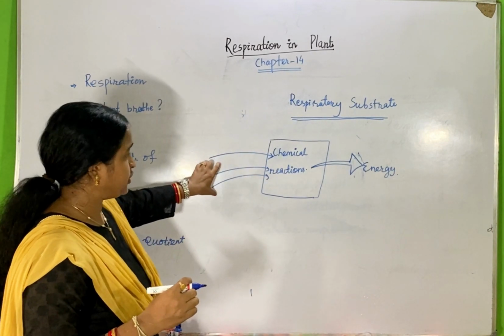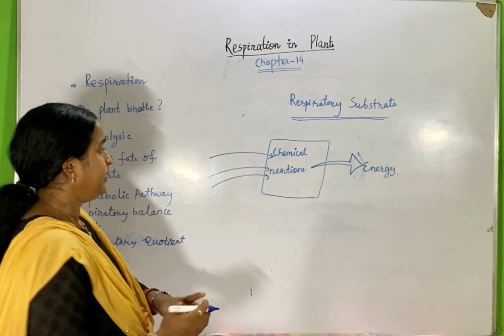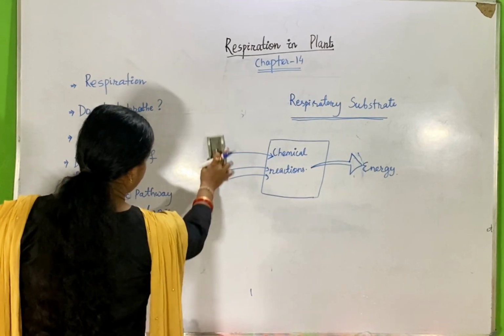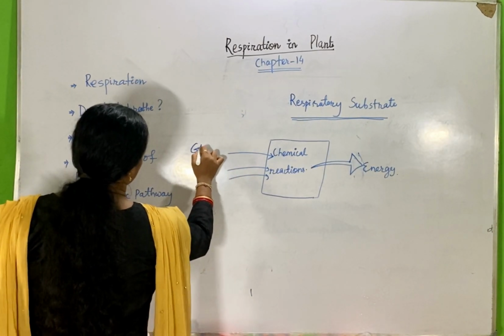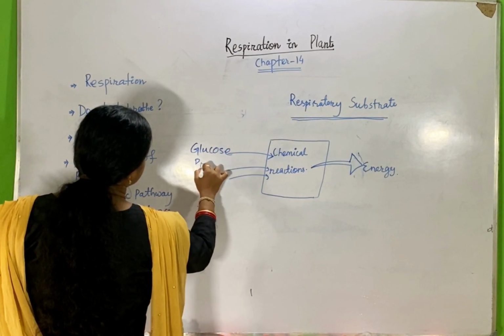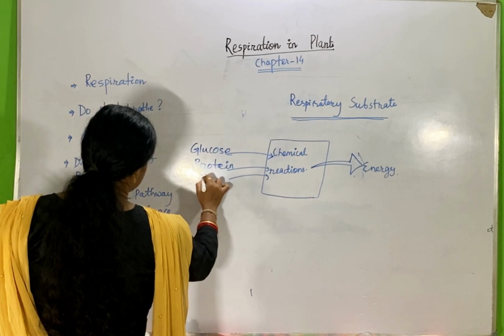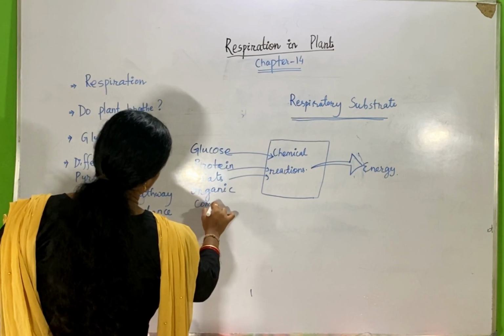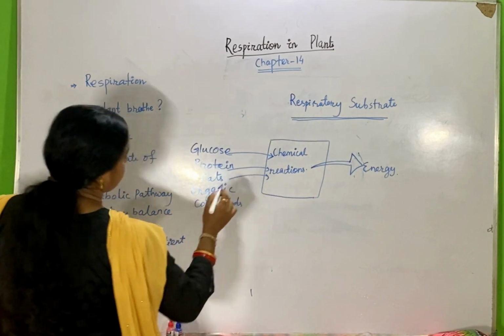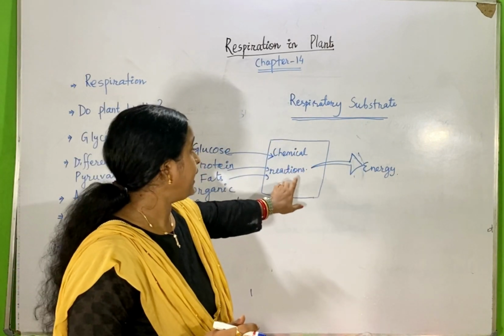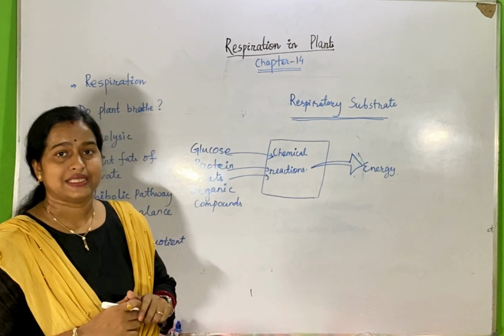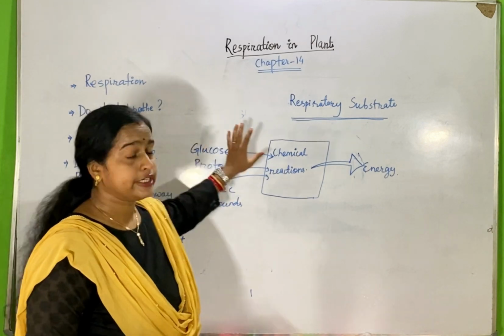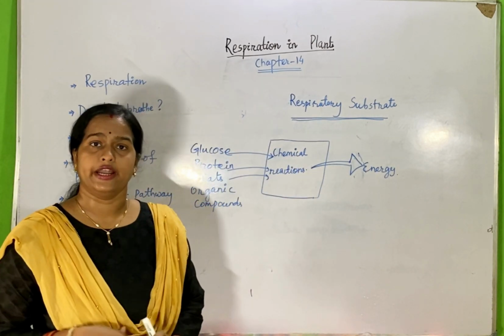So the respiratory substrate is first of all a carbon compound. The common respiratory substrate we know is glucose. It may be glucose, protein, some fats and some organic compounds. They can enter into the chemical reaction and form energy. So basically the respiratory substrates are carbon compounds which enter into the chemical reaction, and in this process energy is released.